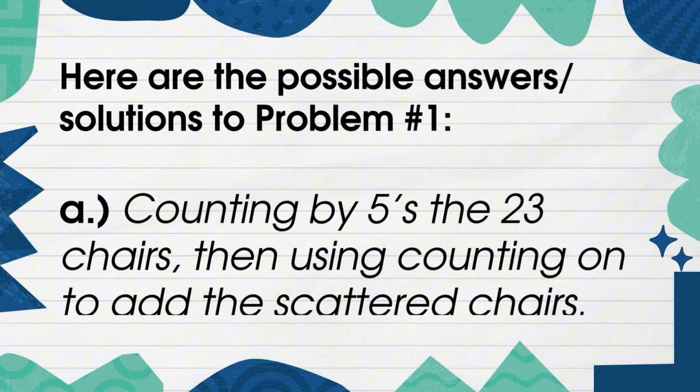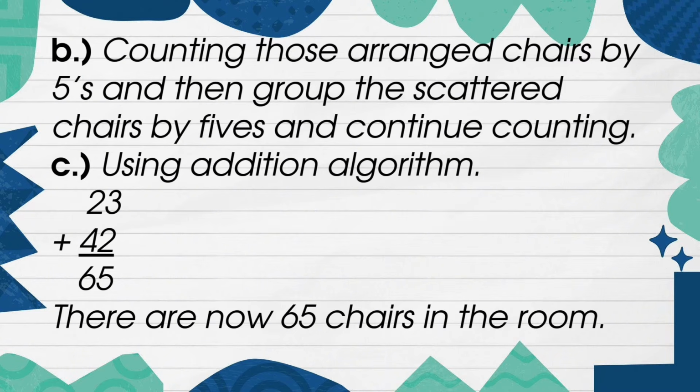Here are the possible answers or solutions to problem number 1. A. Counting by fives, the 23 chairs, then using counting on to add the scattered chairs. B. Counting those arranged chairs by fives, and then group the scattered chairs by 5 and continue counting. C. Using addition algorithm. 23 plus 42 is equal to 65. There are now 65 chairs in the room.